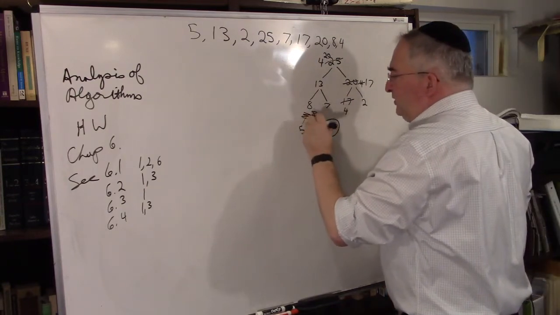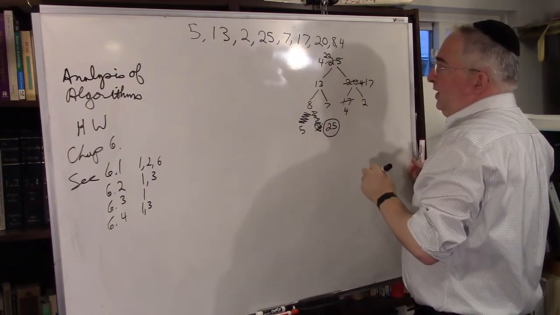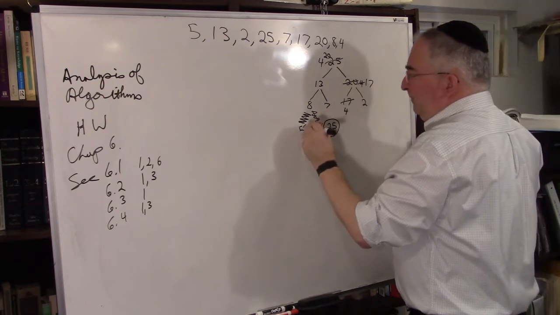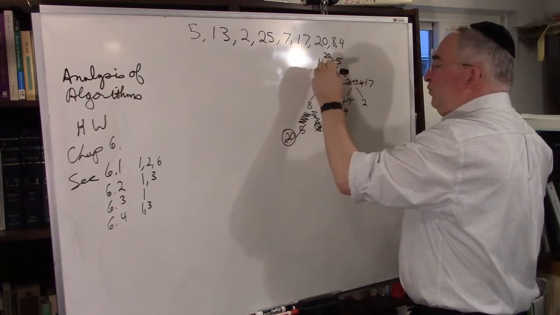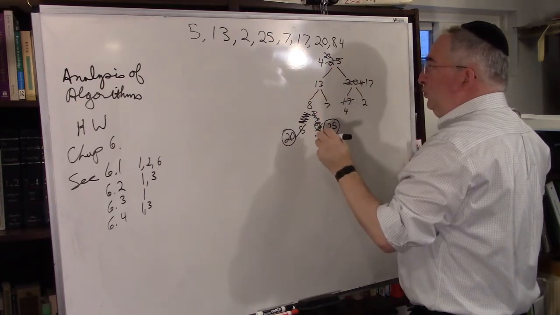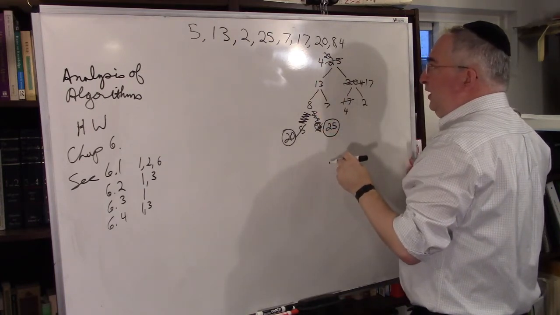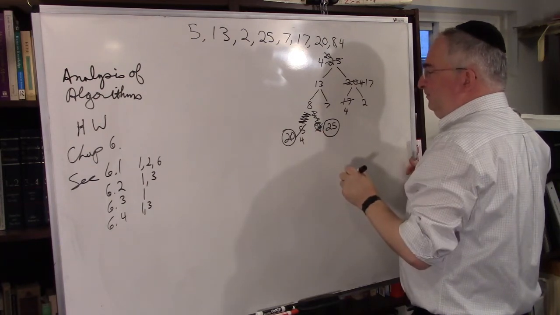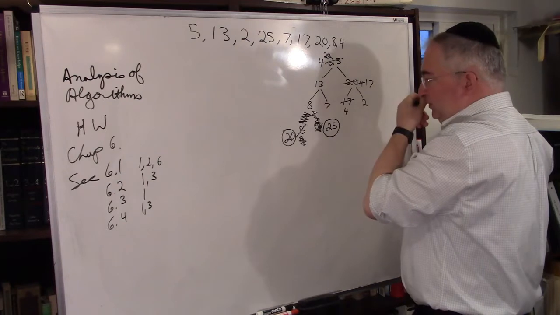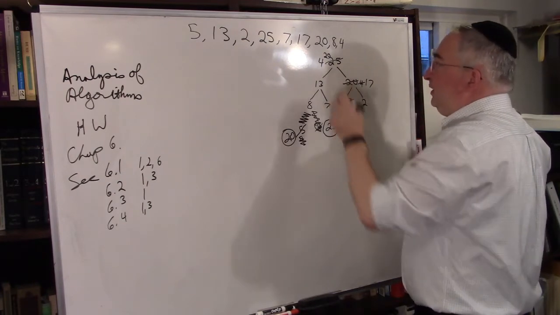So let's erase the connection, okay, and put the 20 here, and the 4 goes down. I'm sorry, 20 there, and the 4 goes down. No. And the 4 goes up. No. And the 5 goes up.